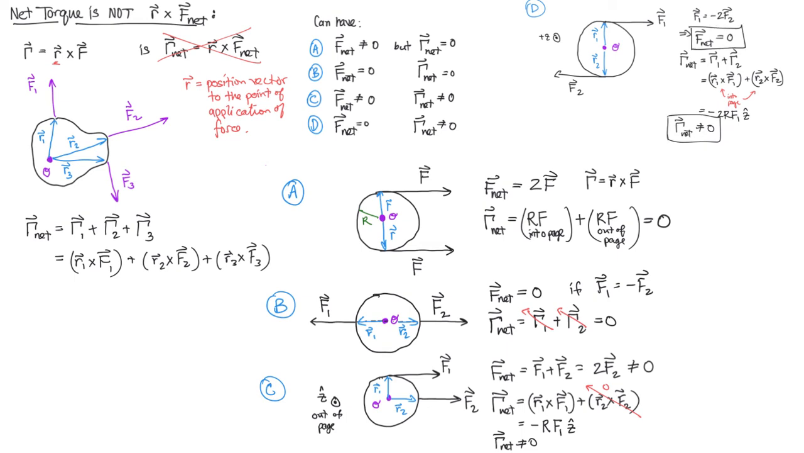So all of this is to say, do not fall into the trap of thinking that the net torque is simply a position vector crossed into the net force. That can't be right. It can't be right just because there's no such thing as one r, given multiple forces acting at different locations, number one. And also because, for example, you can have a non-zero net torque even if there's a 0 net force.